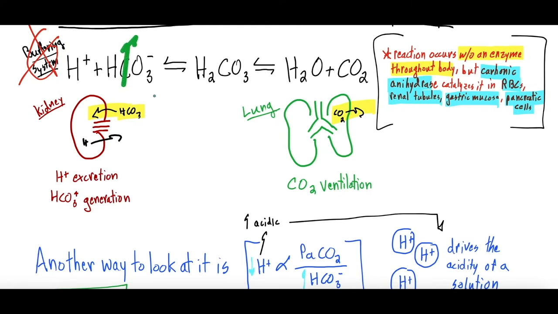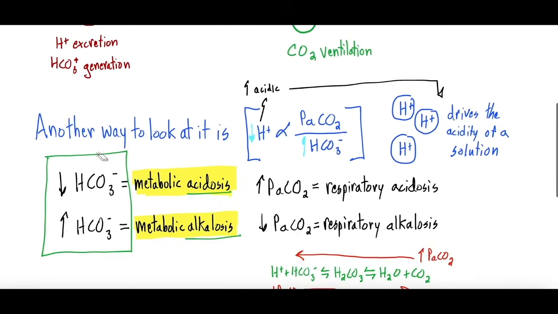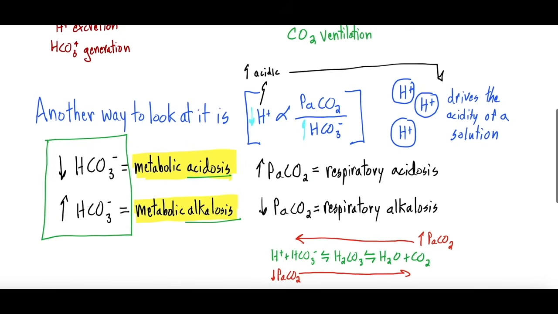I guess we could write that out rather than just doing quick movements with a pen. So bicarbonate higher means the equation is going to be driven this way, so there's going to be less hydrogen ions, and it's going to be a more basic or alkalotic solution. Whereas bicarbonate lower, the equation is going to drive this way, meaning there's going to be more hydrogen ions and a more acidic or acidotic solution, all right? And again, bicarb is renal. Renal is metabolic, so these are metabolic acidoses and alkaloses.